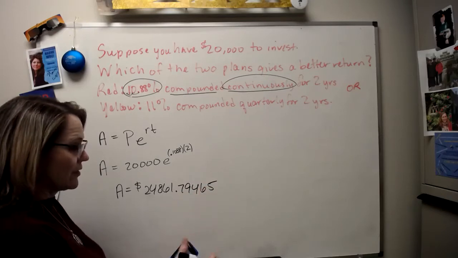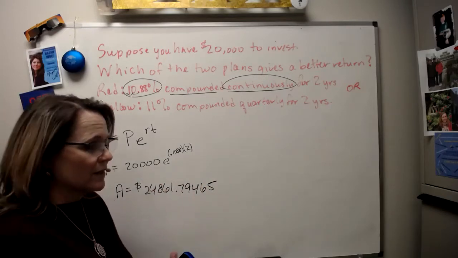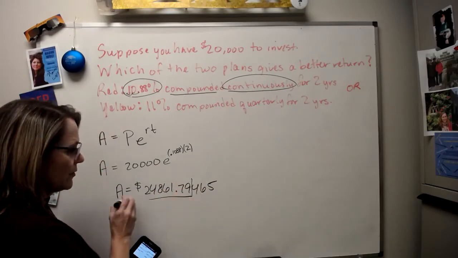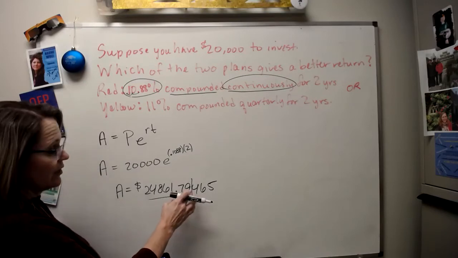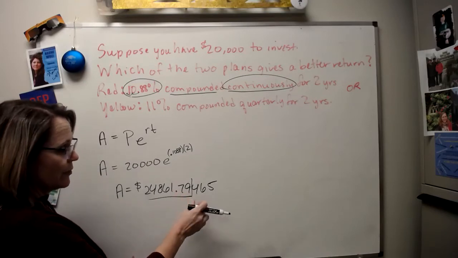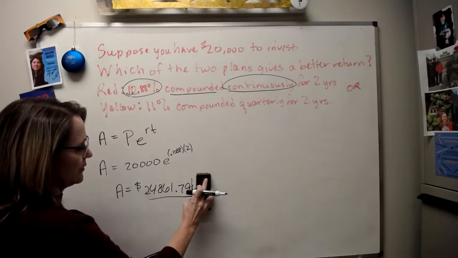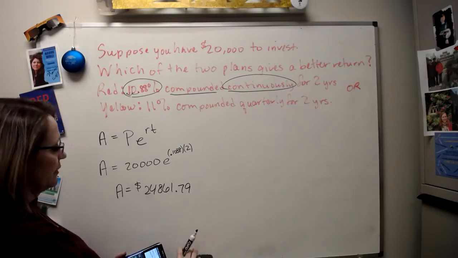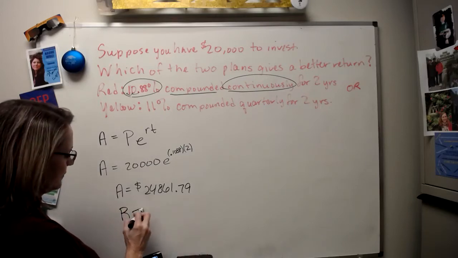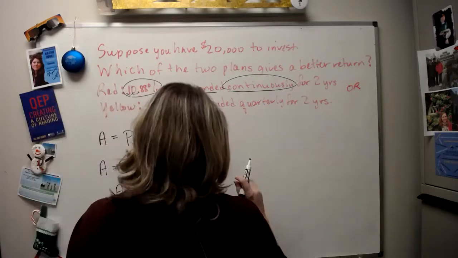0.79465 is what comes out after the decimal, but keep your common sense engaged here, because we're going to write this as dollars and cents. And if this was a 5 or higher, I'd round up to the next penny, but it's a 4, so I'm just going to literally get rid of it. Okay. So we know what our red plan is going to give us. Let's go see what the yellow plan is going to do for us.